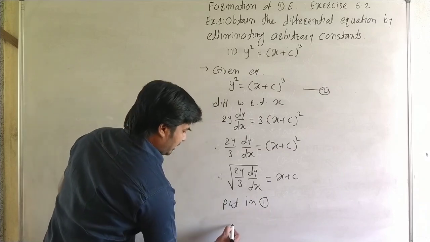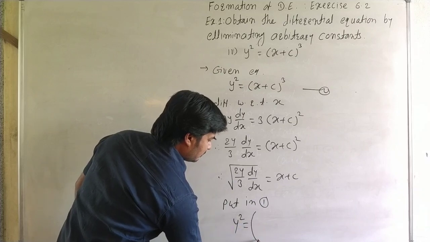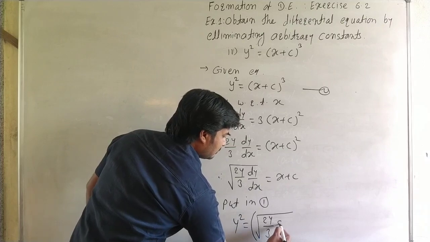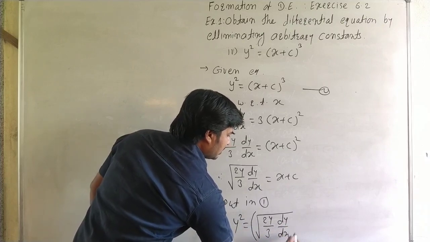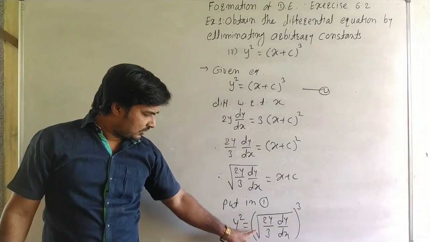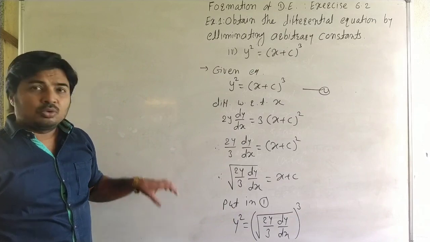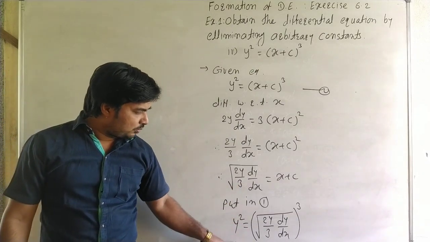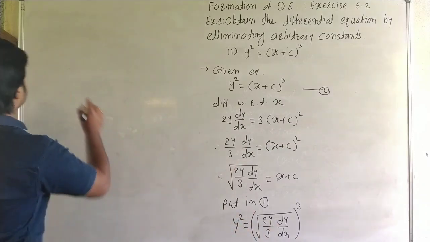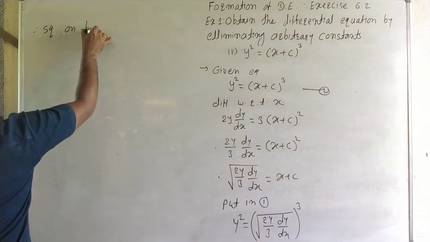Put in 1. So we get y square is equal to under root of (2y by 3 dy by dx) whole cube. See carefully. Here y square and here under root 2y upon 3 dy by dx. Now to form the differential equation, we remove this square root. To remove this square root, squaring on both sides.